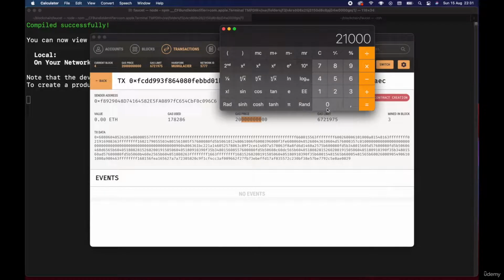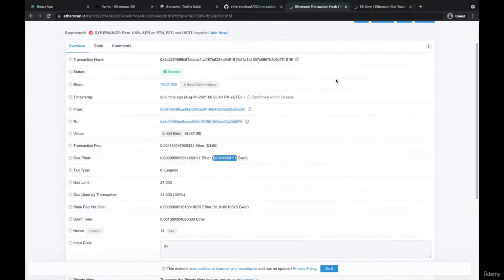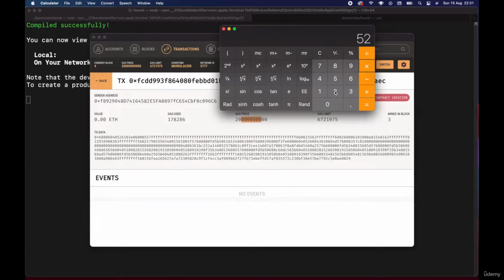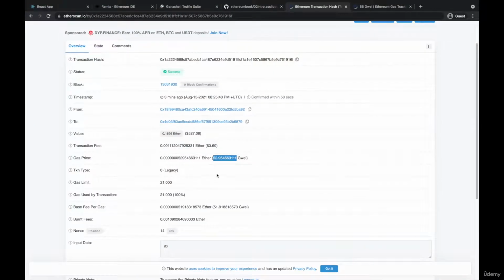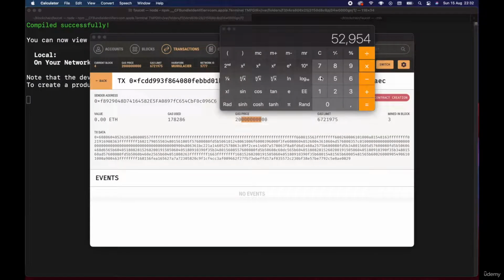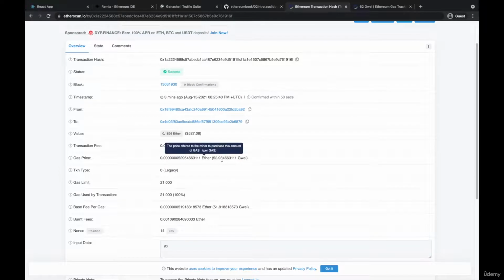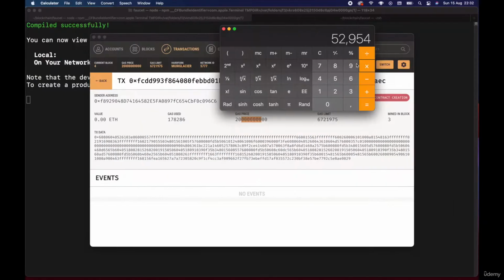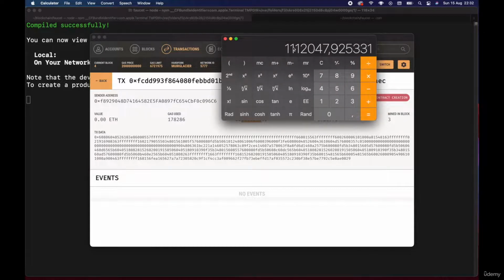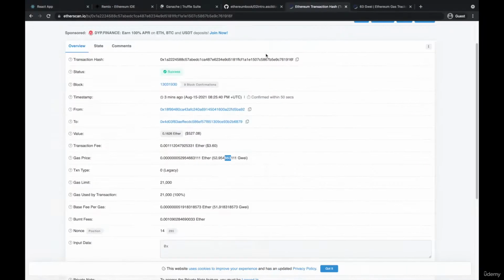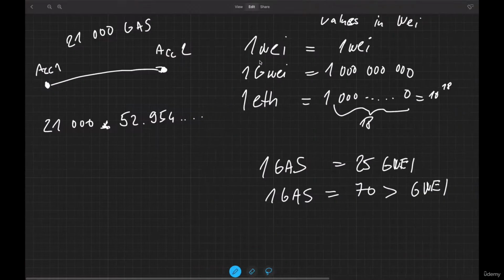21,000 multiplied by 50. How much? 52, 0.954, 954, and then we have here 663 and 111. Okay, so that's the value. Will we be able to copy it? Unfortunately not, I cannot copy it from a calculator. Okay, so I need to write it on a paper. This will be very interesting.